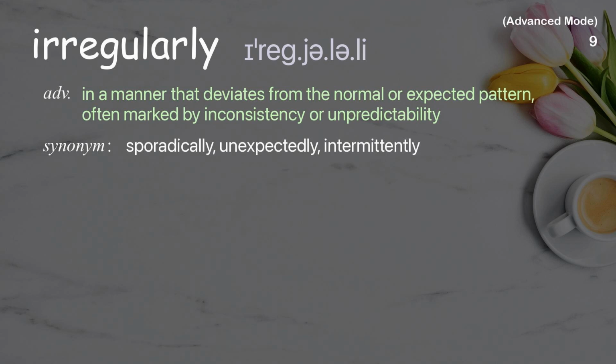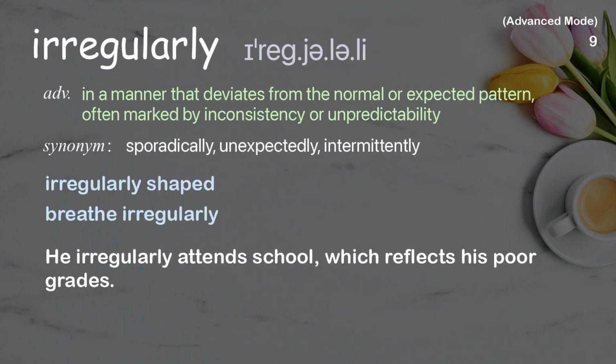Irregularly. In a manner that deviates from the normal or expected pattern, often marked by inconsistency or unpredictability. Examples. Irregularly shaped. Breathe irregularly. He irregularly attends school, which reflects his poor grades.